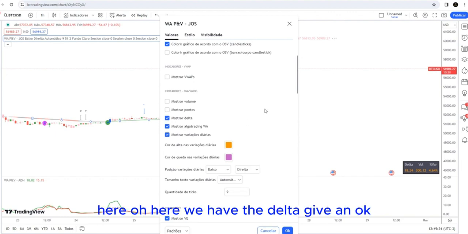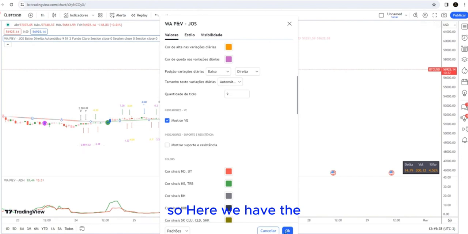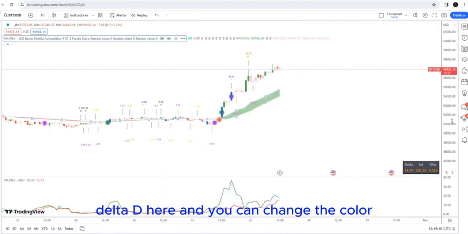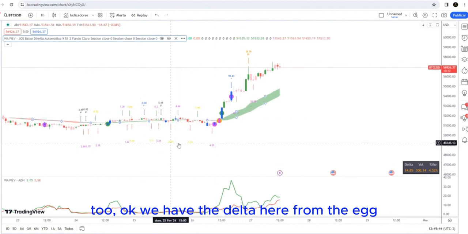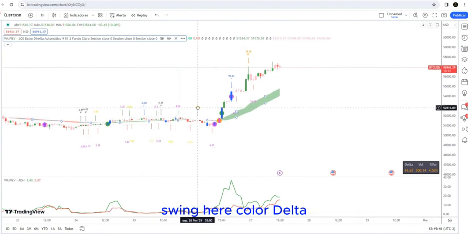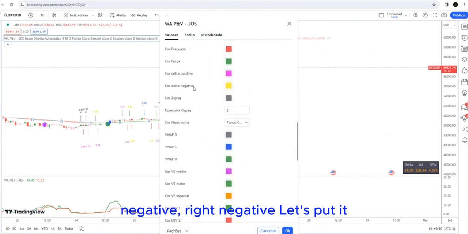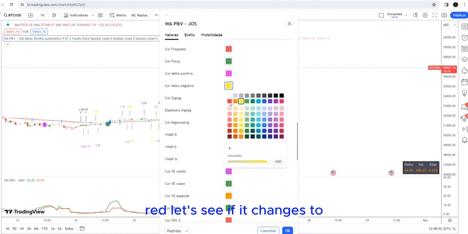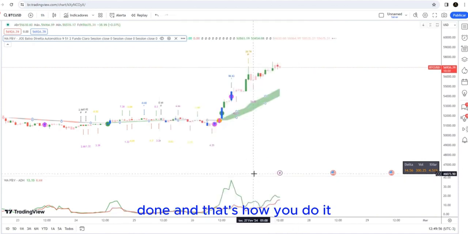Here we have the delta given, okay. So here we have the delta D, and you can change the color. Okay, we have the delta here from the swing. Color delta negative, let's put it red, let's see if it changes to red there. If it doesn't change now here, it's done. And that's how you do it.